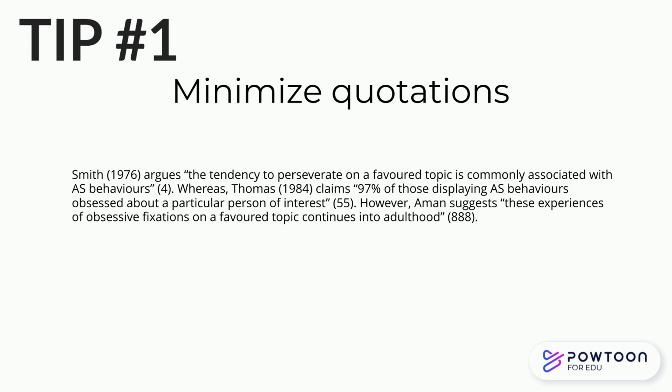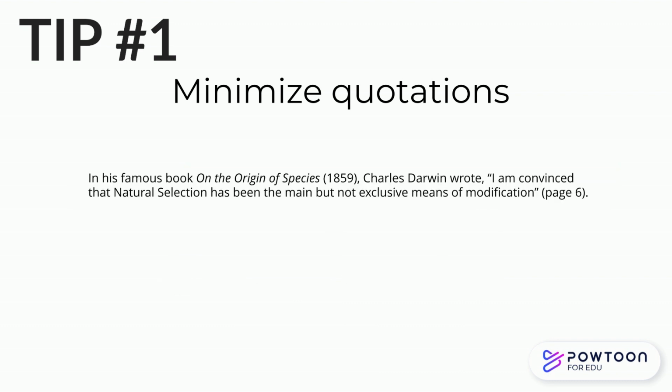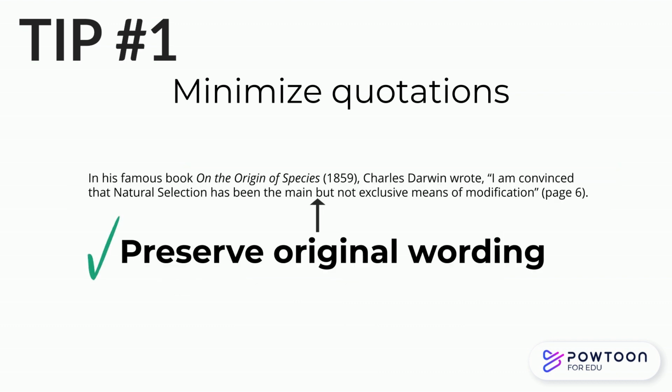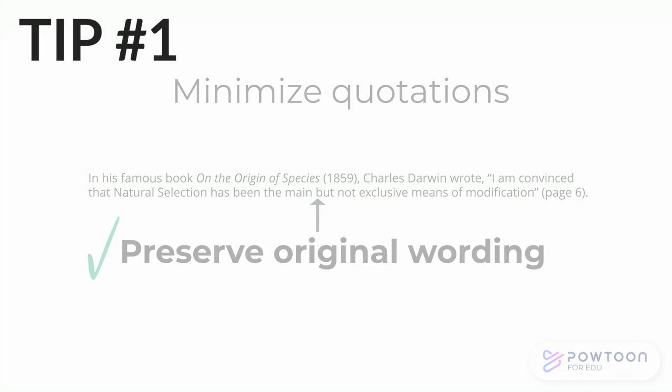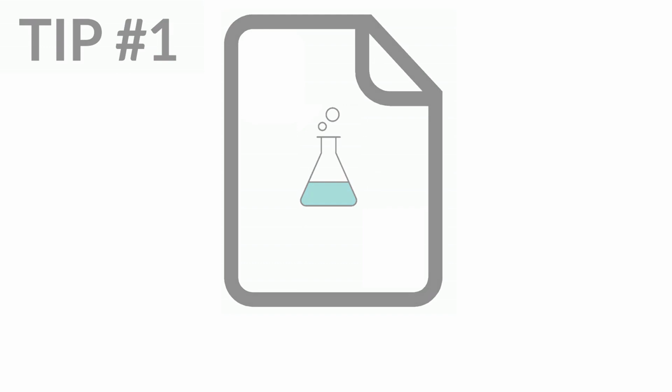In this 3-sentence example, this student has used 3 quotations in a row and very few of their own words. This is too many quotations, and this paragraph doesn't show whether the student understands the topic. Only use quotations when it is important to preserve an author's original wording. In this example, Charles Darwin's thoughts about natural selection are important to keep in his own words. In scientific writing, quotations are uncommon and usually limited to definitions and discussion of qualitative research.